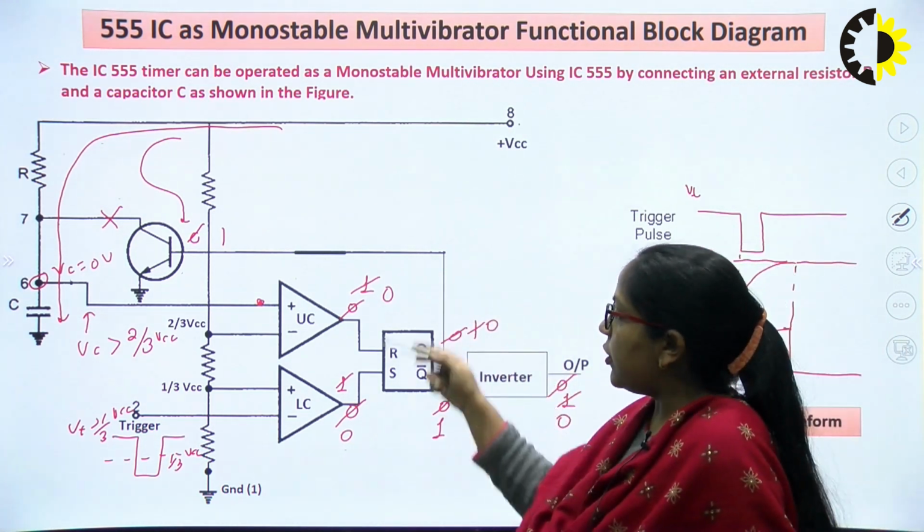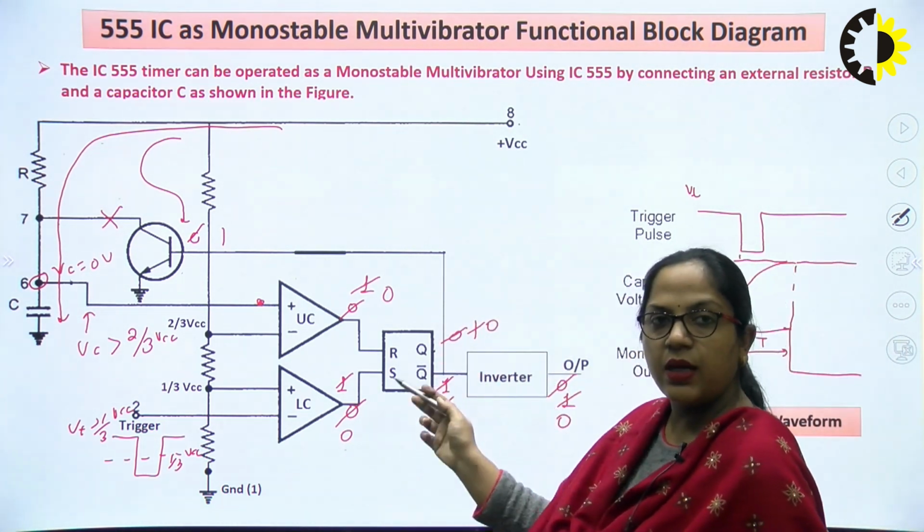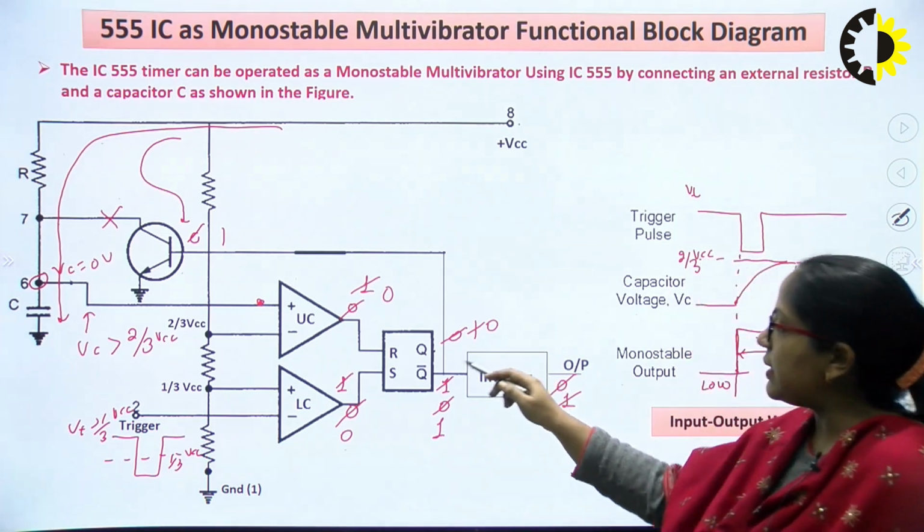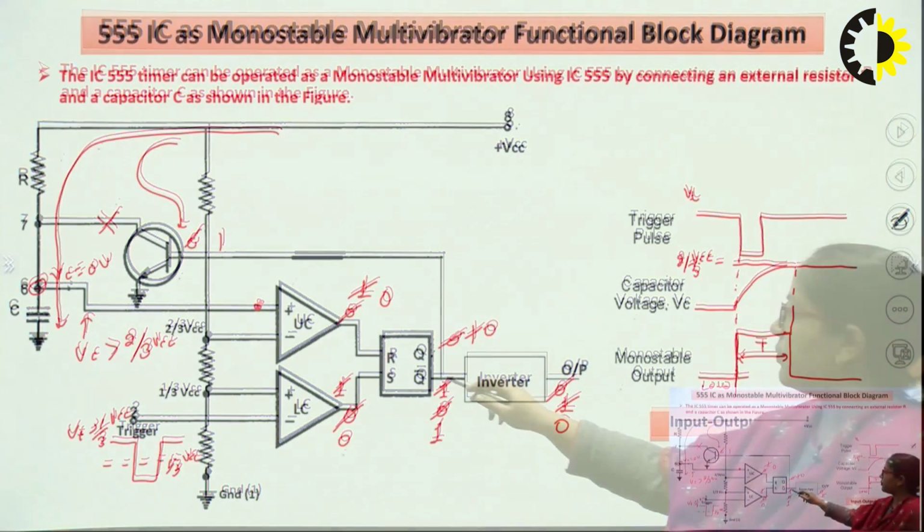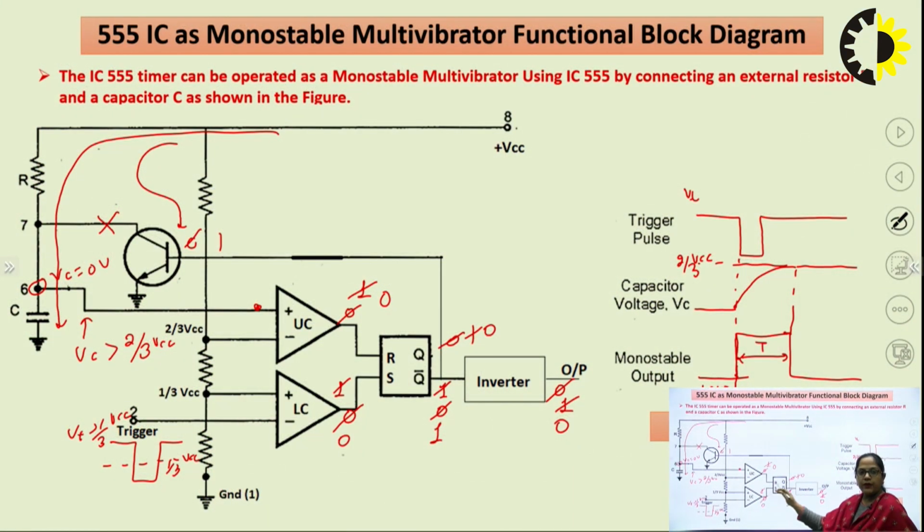So for 0 0, before this 0 0, what was the last state of the flip-flop? That is the reset state. So it will keep on maintaining its reset state, that is its stable state, until I apply the next triggering pulse. In this manner, till the moment I have not applied any triggering pulse, I am getting the stable state from the monostable circuit, that is the low output.